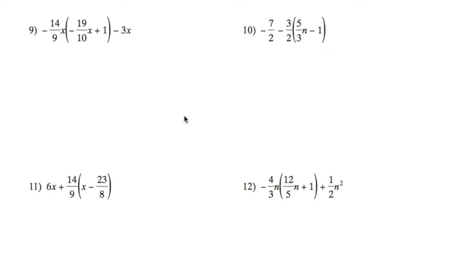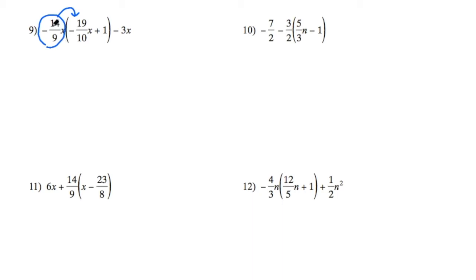Hello, today we're going to look at another example of distributing between expressions, and in this case again with some fractions involved. Okay, this time we're going to distribute negative 14/9 x to the quantity negative 19 over 10x plus 1. So when we distribute the first place here, before we even start multiplying numerators and denominators, let's see if we can simplify.